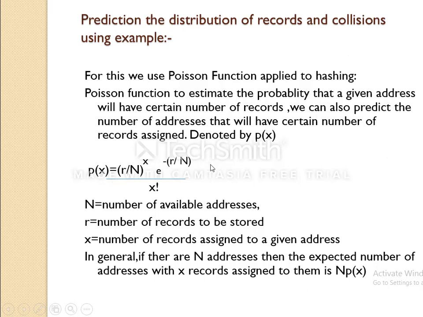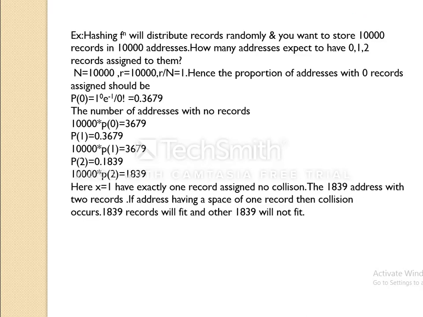Here is the formula: the probability of x is equal to (r/N) to the power x, into e to the power minus r/N, upon x factorial, where capital N is the number of available addresses, r is the number of records to be stored, and x is the number of records assigned to the given address. In general, if there are N addresses, then the expected number of addresses with x records assigned to them is N into P of x.